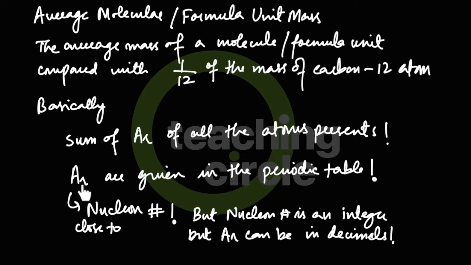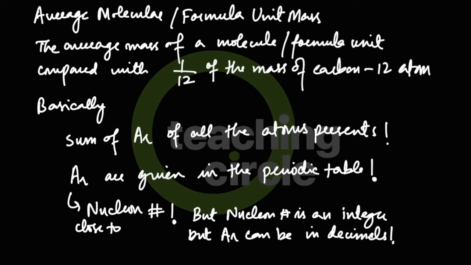All the relative atomic masses are given in the periodic table, so you don't need to worry about calculating the relative atomic masses. All you need to do is look at the molecular or the formula unit of the compound that you're looking at, and then just go to your periodic table and identify the ones that you need and use them.